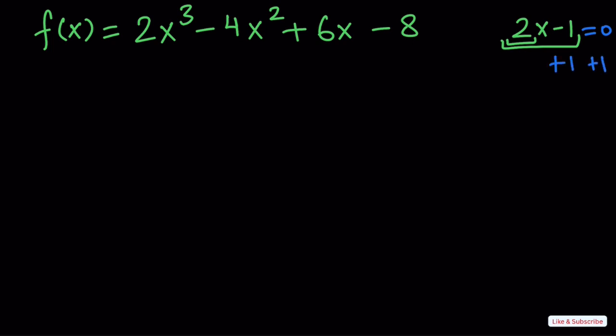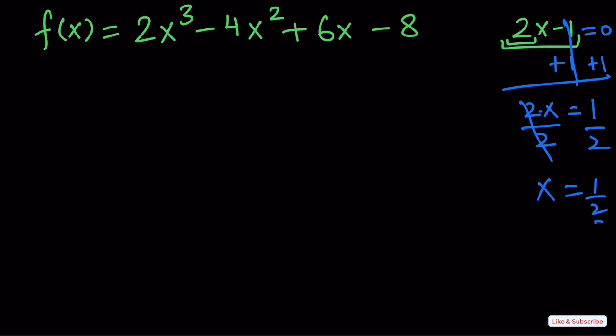Opposite is addition. I got 2x equals 1. 2 is in multiplication. What should I do? Divide by 2 on both sides, and I got a value of x as 1 over 2. Now I'm going to plug in this value in this whole expression. So x equals 1 over 2, which I'm going to plug in.